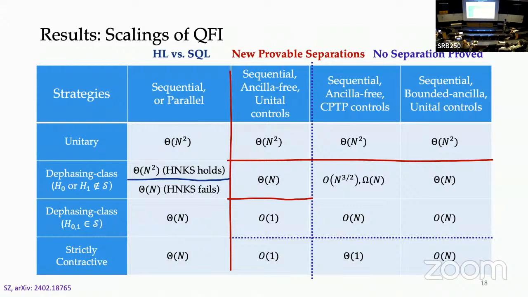So, but still, there are many open questions. For example, we don't know the distinction between CPTP controls and unital controls, and then we don't know the distinction between the dephasing class channel of the second type and the strictly contractive channel.